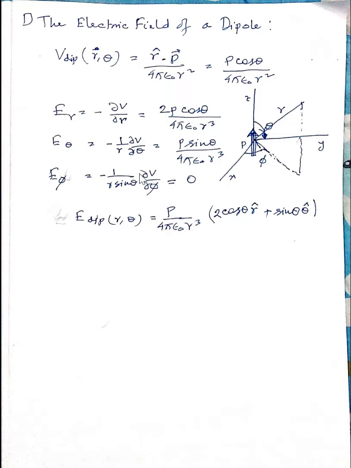Now if you see, this potential is simply written as p cos theta by 4 pi epsilon 0 r square. So I will find the radial component of the electric field. It is very simple.